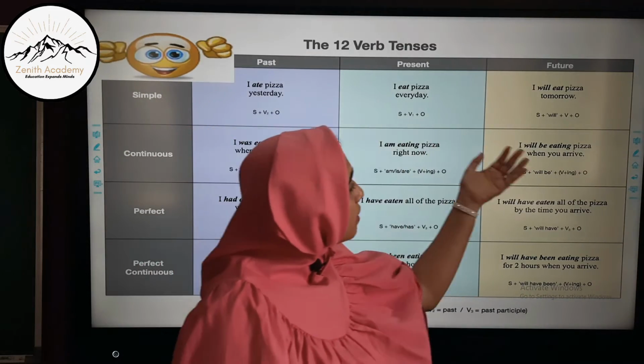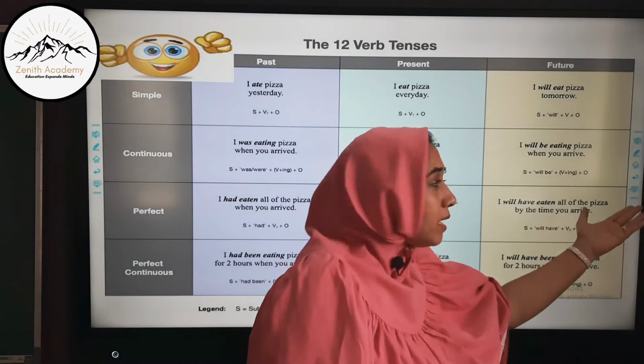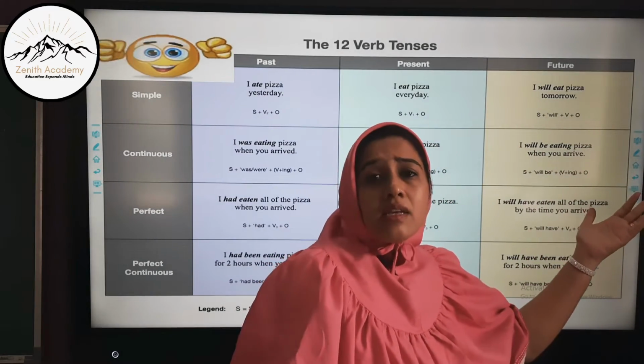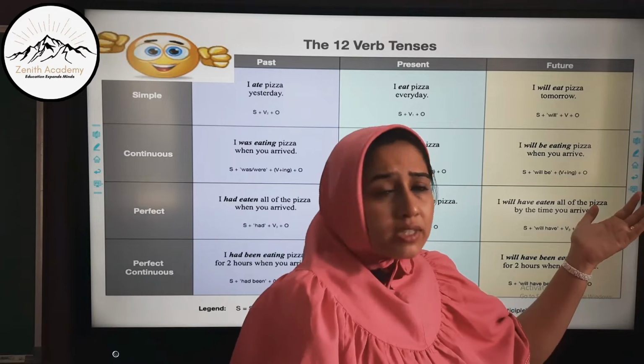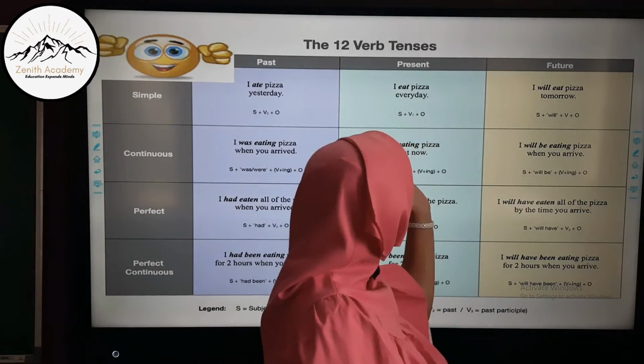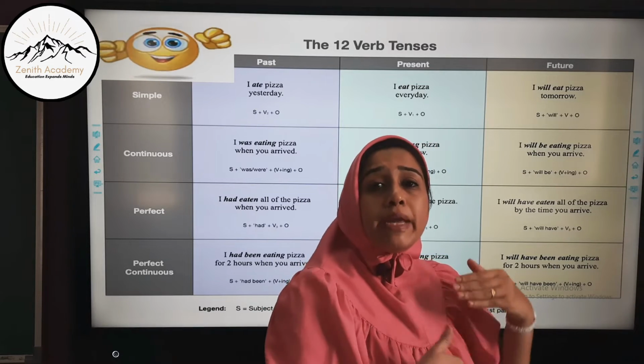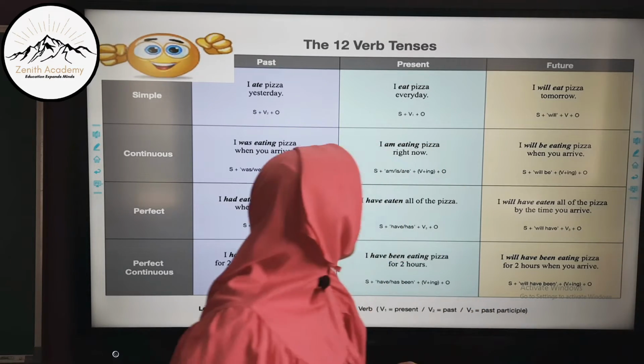In future tense, it will become I will be eating pizza when you arrive. The second part of the sentence is subjective to whatever you are saying. So the main emphasis is that I am eating becomes I will be eating, the action I will be doing in the near future.